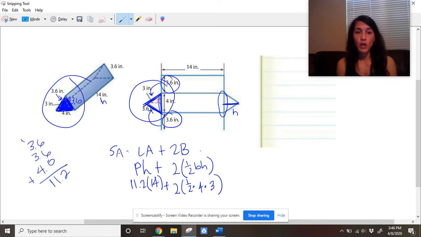So I'm going to type all this in. Well, first I'm going to type in the lateral area, 11.2 times 14. So the lateral area is 156.8.